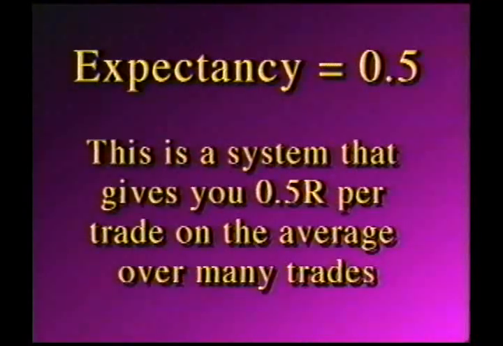For example, a system with an expectancy of 0.5 means that you make, on the average over many trades, 0.5 R per trade. A system with an expectancy of 2.0 means that you'll make an average of 2 R per trade over many trades. Thus, the expectancy of the second system is 4 times as good as the first system over the same number of trades.